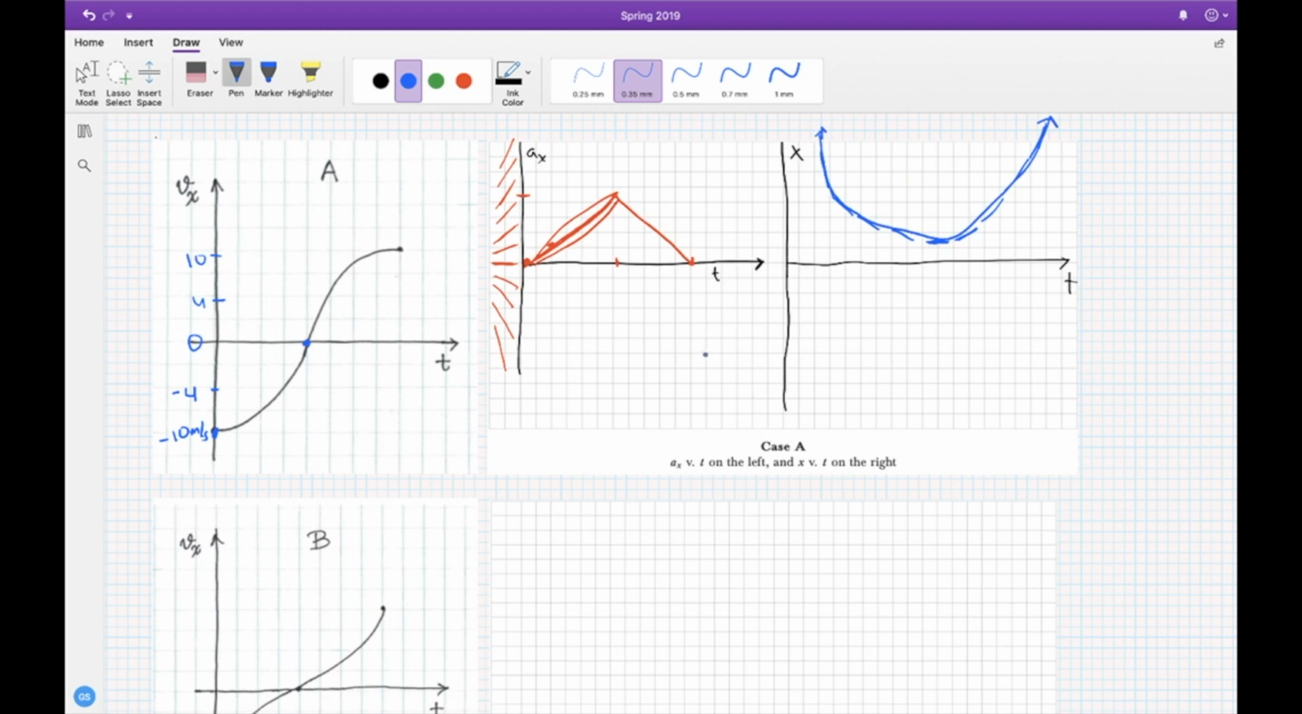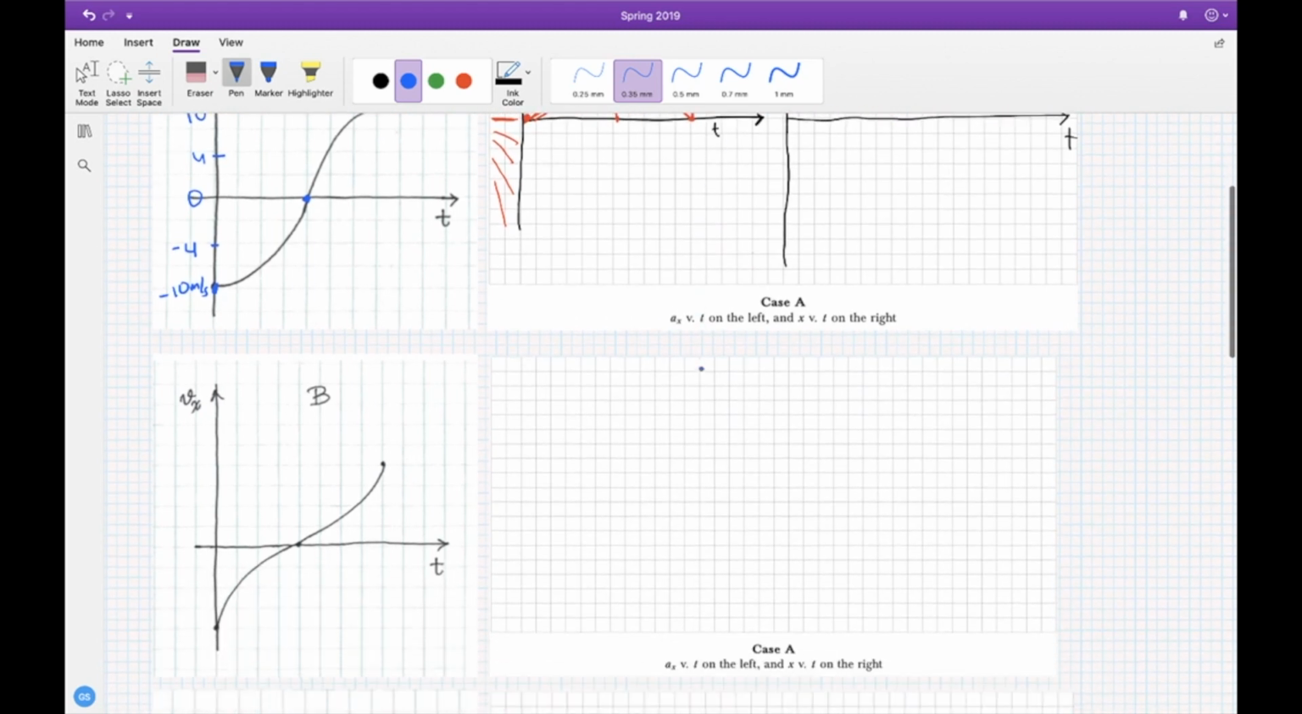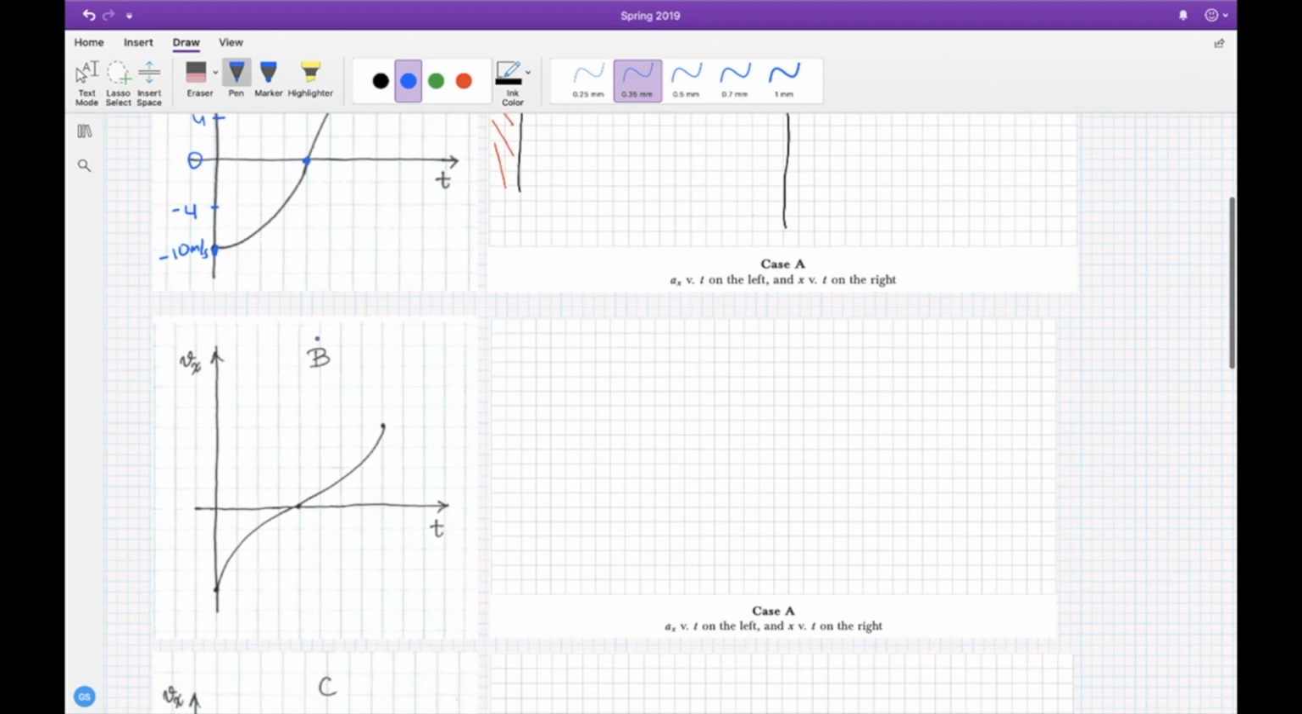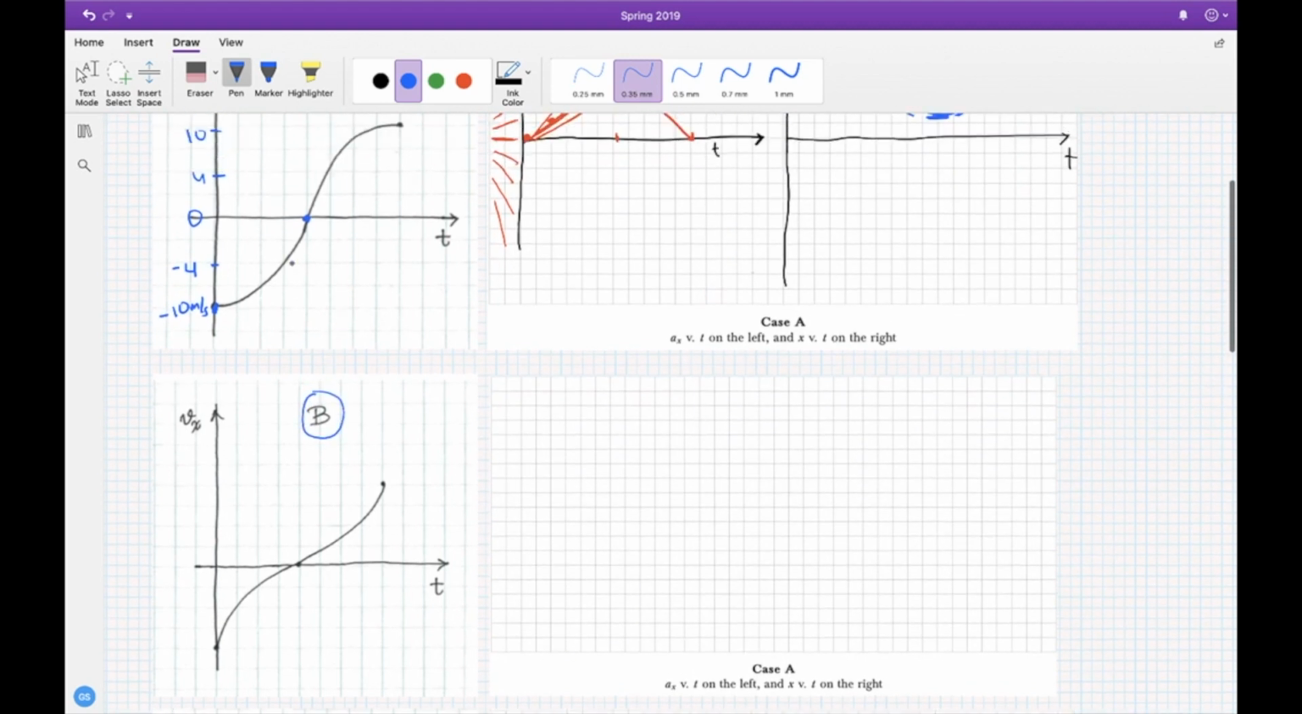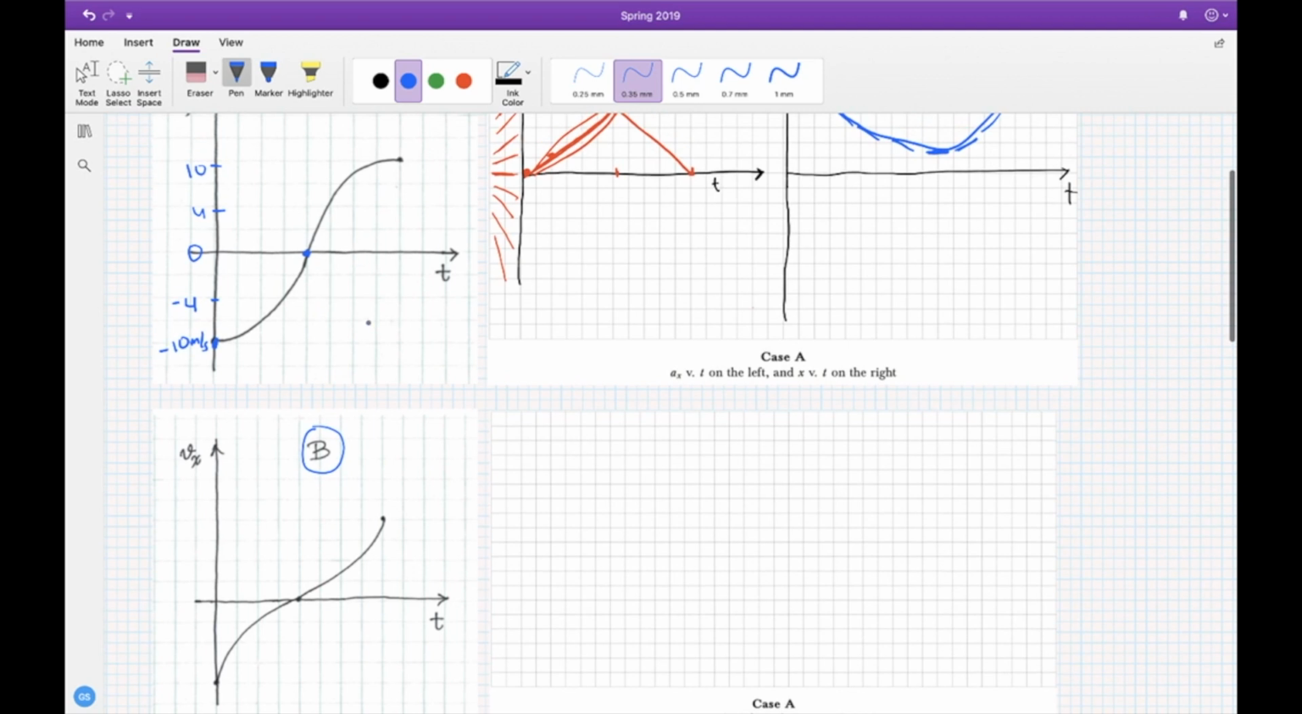All right, cool. So I'm gonna go ahead and move on to the next problem. I'm actually gonna skip case B only because it's very, very similar to this with a very, very minor difference, okay? In the position versus time. Actually, no, I take that back. The acceleration graph is quite different. So I'm gonna draw this one anyways.